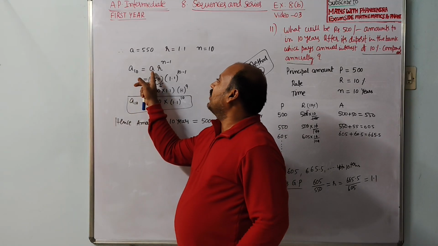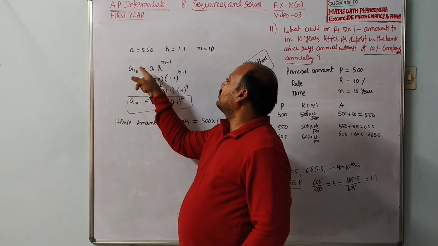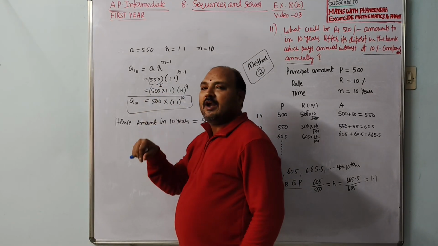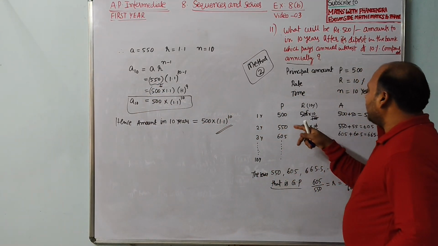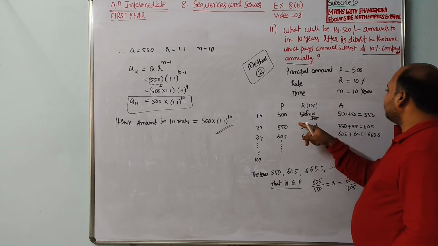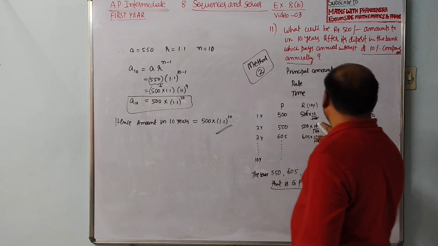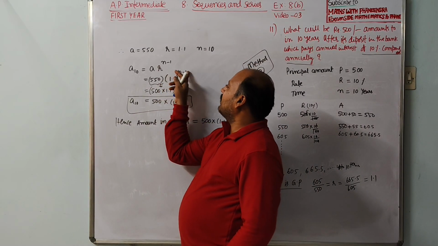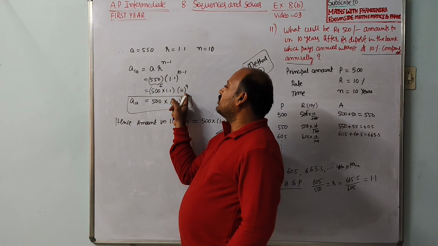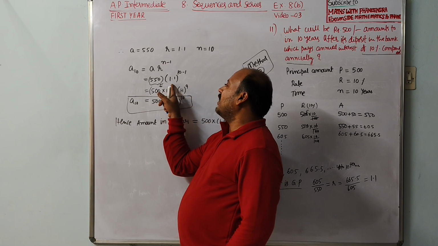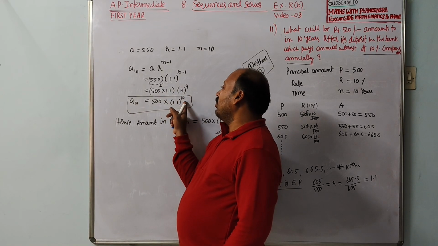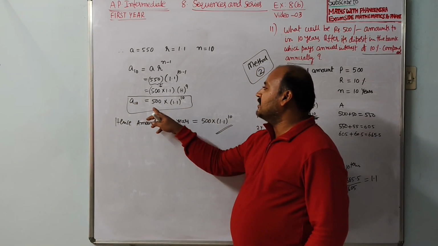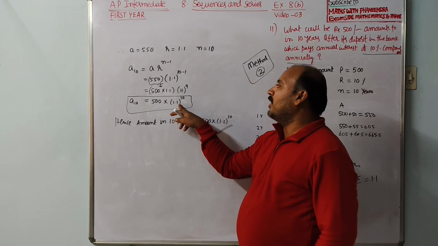So A10 is equal to A R power N minus 1, N is equal to 10, so 10 minus 1. So 550 in terms of 500 I want. 550 in terms of 500 means 500 into 1.1, we can do it. So 500 into 1.1, 1.1 whole power 10 minus 1 is 9. So 1.1 whole power 9 into 1.1, 9 plus 1, 10. 1.1 whole power 10 into 500. So for the 10th year, the amount in 10 years is 500 into 1.1 whole power 10.